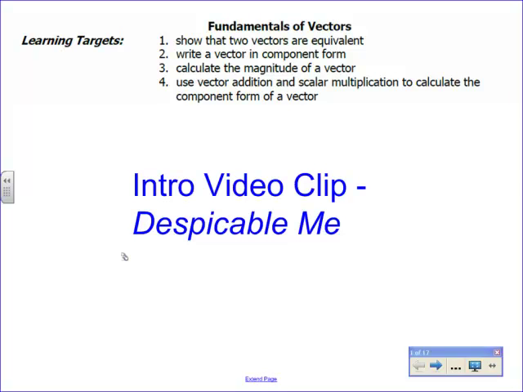Welcome to Unit 11, which is all about vectors. This is Day 1, Fundamentals of Vectors. You may or may not have learned a little bit about vectors in your science class, but I'm hoping that by the end of this unit you'll learn a little more from this class as well.